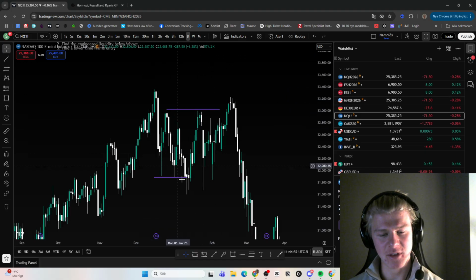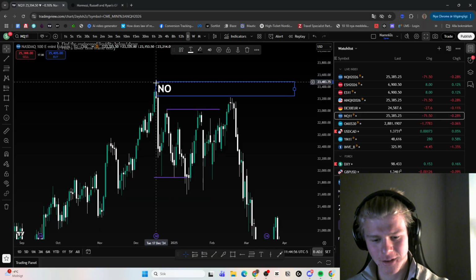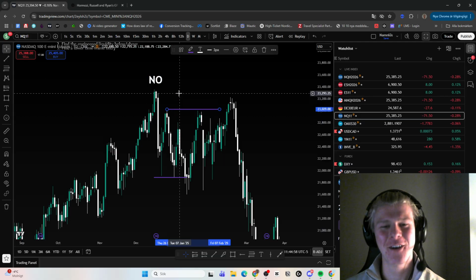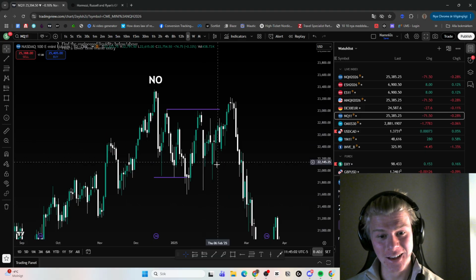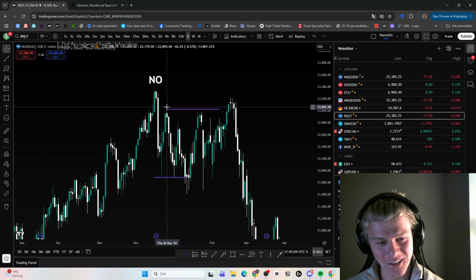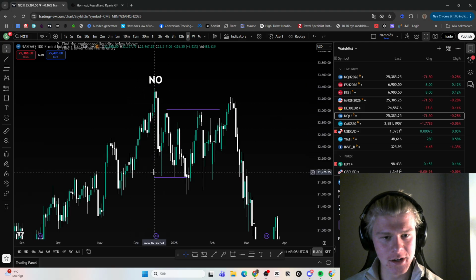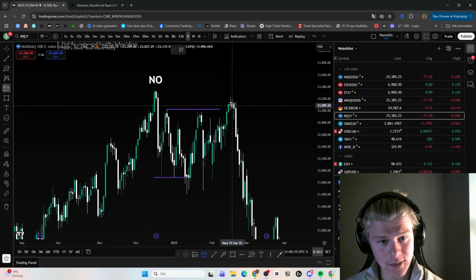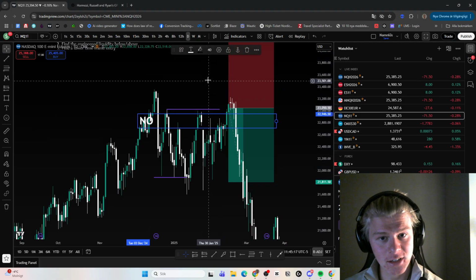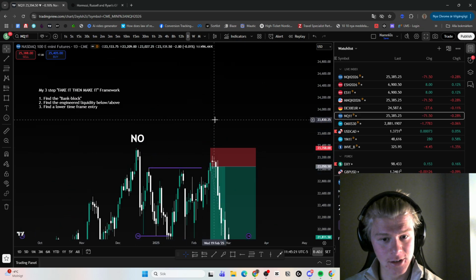Do we need to sweep this high? No. Okay, why? Because all the engineered liquidity is above which high? It's there. It doesn't have to go up there because barely anyone has their stops there. This is the resistance. Okay. And so with that, you can basically just take this as your entry.